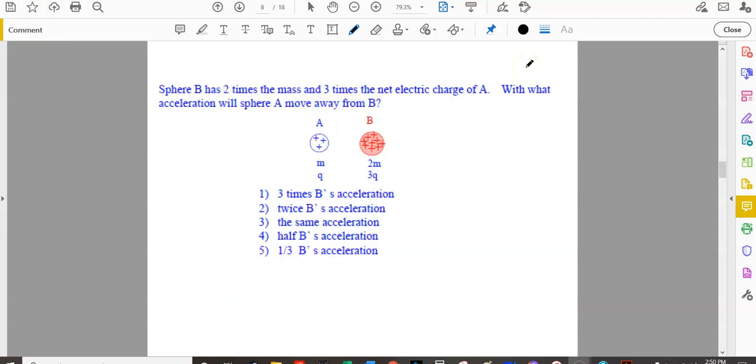So you have sphere B, which has 2 times the mass and 3 times the net electric charge of A.